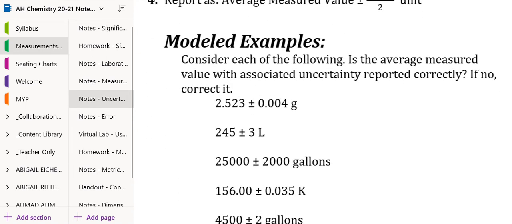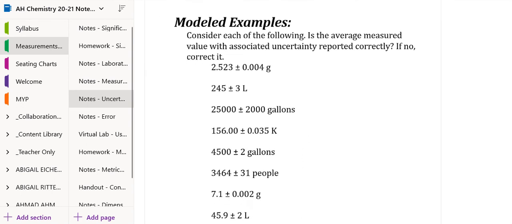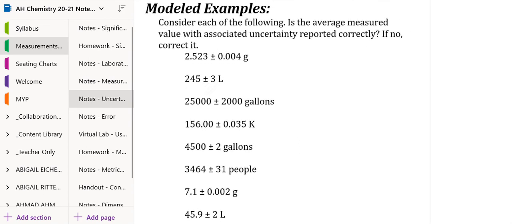So let's look at some examples. So I'm going to give you a minute or two to write all of these examples down. I would leave a little bit of space between them. So for these examples, we're going to look at what's reported and say, is it reported correctly or is it not reported correctly? And if it's not reported correctly, we're going to correct it as best we can, okay? So I would leave a line or at least some space next to each of these so you can correct them if needed, okay?